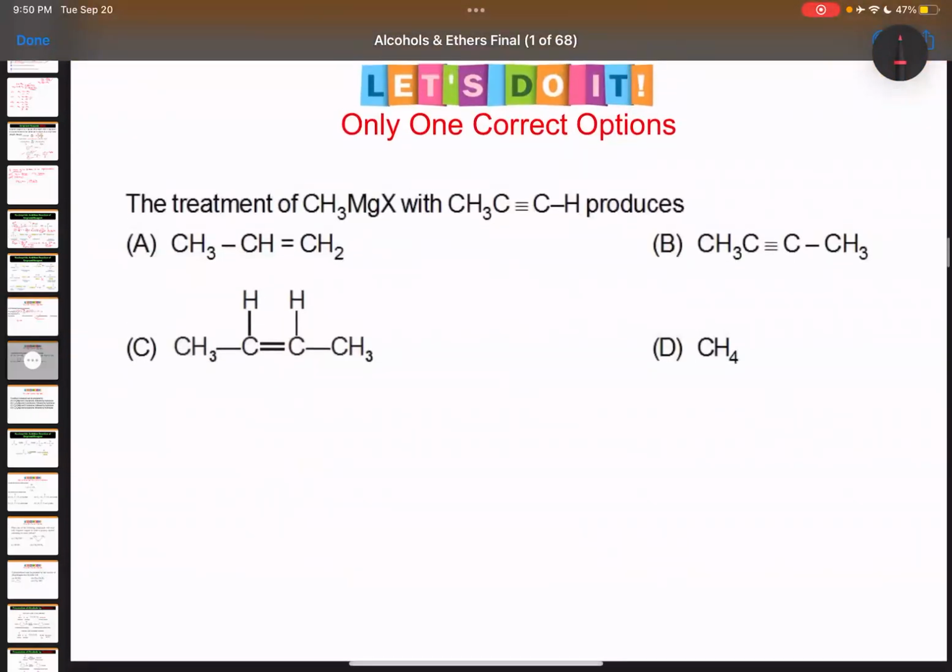And this is a different question we have not discussed. This is not related to alcohol, but related to Grignard, but very important.